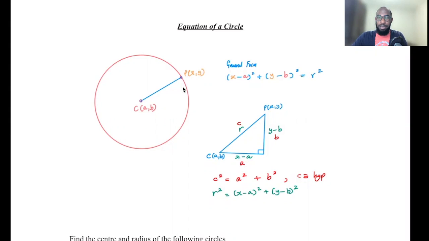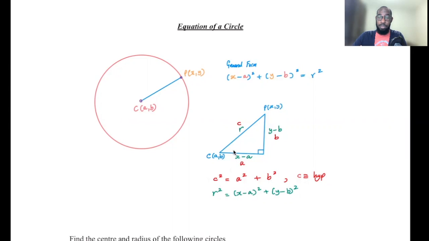Right? How did we get this? If you have a vertical line going down here and you have a horizontal line going across here, you end up with a right angle triangle. And we can apply Pythagoras' theorem to find out the length of the radius, or the hypotenuse. Pythagoras' theorem states the general form, c squared is equal to a squared plus b squared. So in this case, the perpendicular height is y minus b, and the horizontal distance is x minus a. So once you apply Pythagoras' theorem, that is how you get r squared.